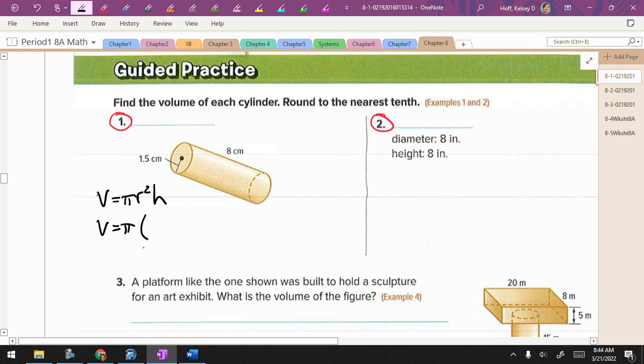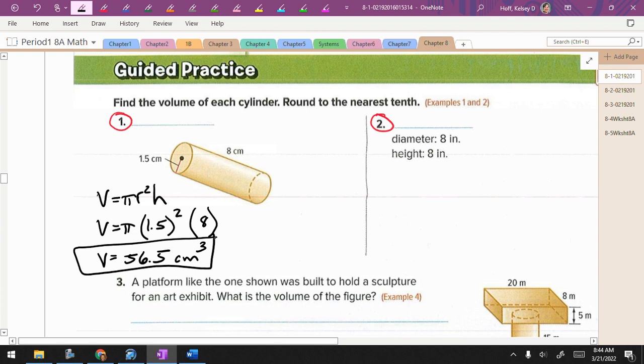What is my radius in number 1? 1.5. Your radius is on that circle from the center to the outside edge. Don't forget to square it. Then you have your height. What's your height? 8. When you type that into your calculator, what did you get as an answer? 56.5 centimeters cubed. Centimeters cubed.